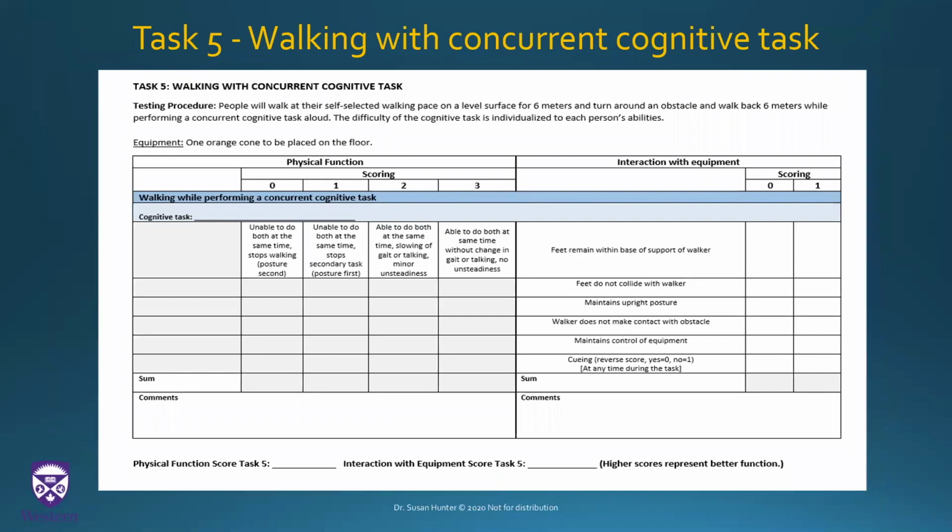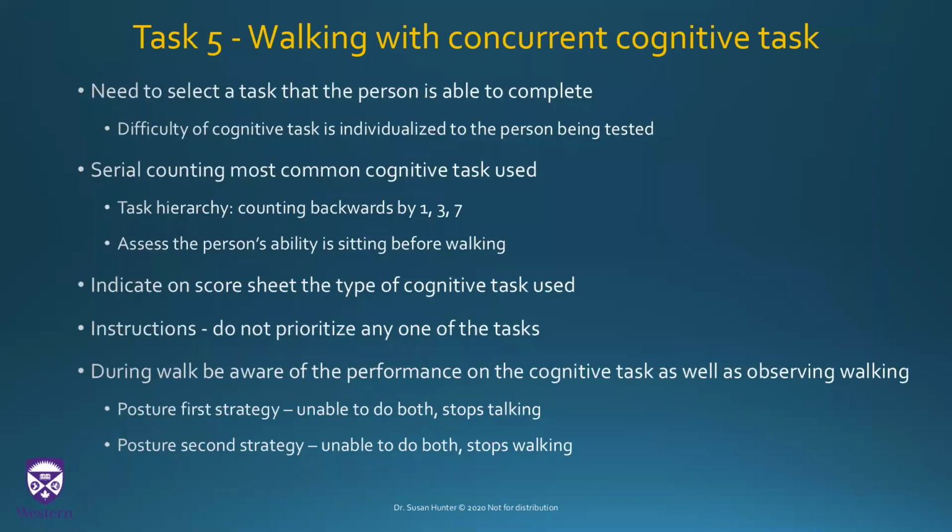So task 5 is walking with concurrent cognitive demands. And we are now looking at increasing cognitive demands in the activity, as well as how do people self-prioritize multiple tasks. And again, we're having the person walk the same distance as in the previous one, 6 meters twice. And we're having them perform a simultaneous cognitive task. With a cognitive task, you need to select a task the person is actually capable of doing, and the difficulty of the task needs to be individualized to the person, because you want to be able to challenge them close to their level.